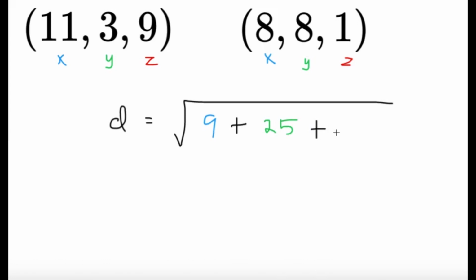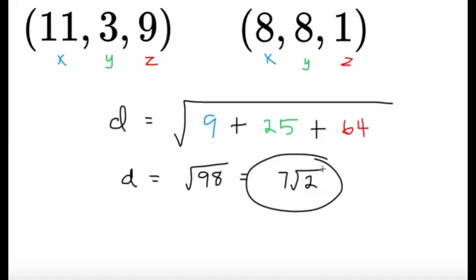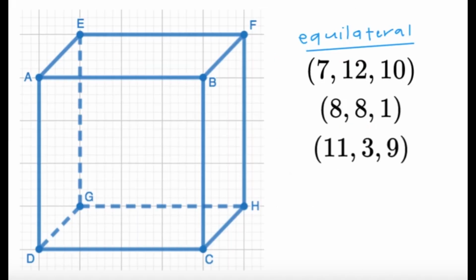Change in z is 8. 8 squared is 64. And if we work out the sum, 9 plus 15 plus 64, you're also going to get 98. So interestingly, the distances between these three vertices of the cube that we are given tell us they are the vertices of an equilateral triangle. So if we join them with line segments, it's going to be an equilateral triangle.